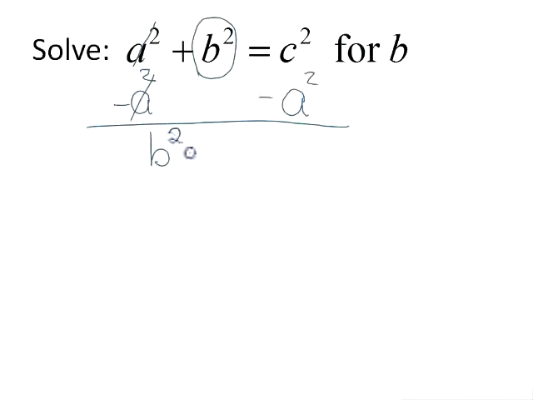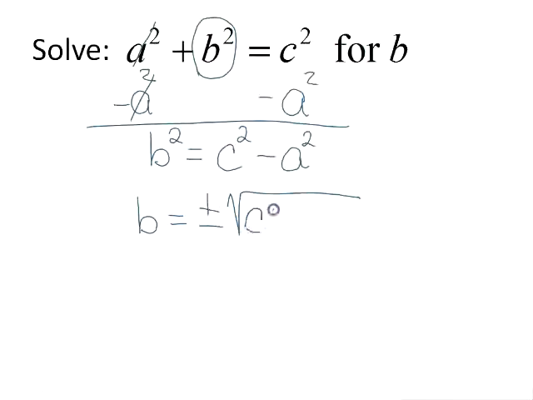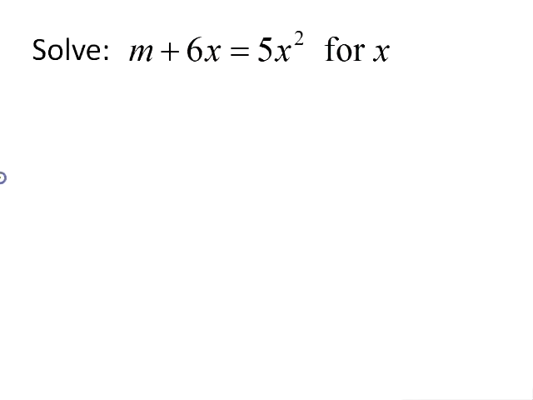So subtracting the a squared leaves us with just b squared on the first side of the equation and c squared minus a squared on the second side. These are different variables, so I can't collect them together. Now, since it's b squared, I want to get the b by itself, so I take the positive and the negative square root on both sides. So I get b is equal to the positive or negative square root of c squared minus a squared.